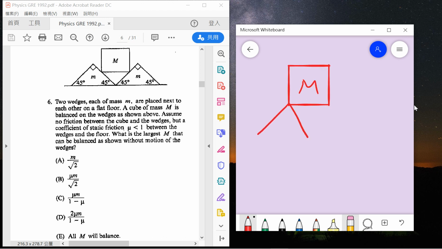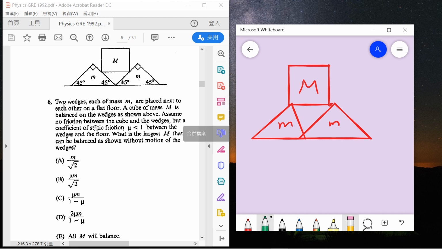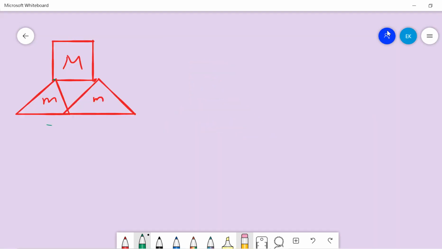Okay. So first, we are solving number 6 to number 10. Forgive me, this part is not the same as this. You can read the question by yourself. Basically, there's no friction between the wedge and the square, but there's a force between them, and it's stabilized.